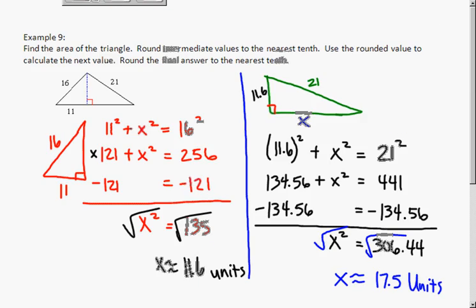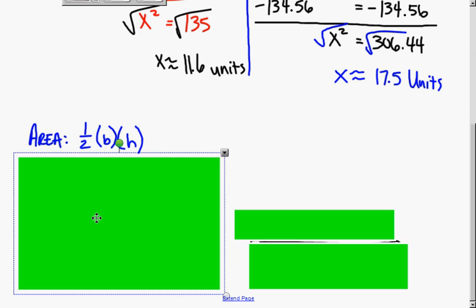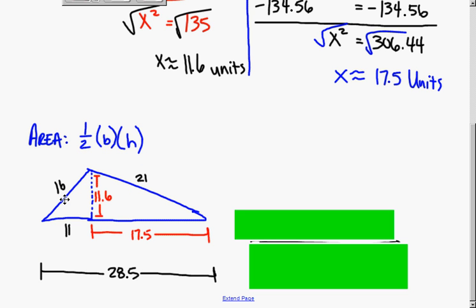Remember, the whole picture here is to find the area of the triangle. The area of the triangle is 1/2 base times height. So what I have here is my triangle basically above. I put in my other dimensions that I figured out. I figured out my height was 11.6. I figured out from here to there my base is 17.5. So basically my entire base of the triangle is 28.5 units.